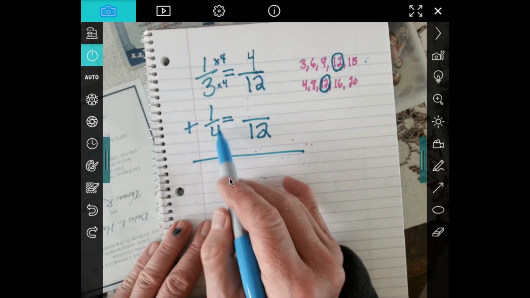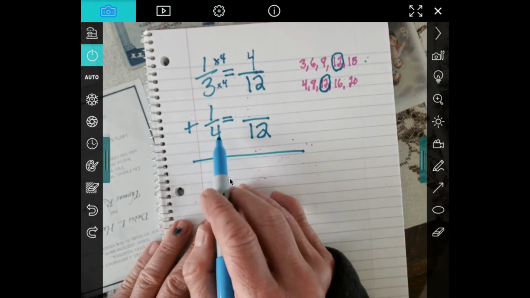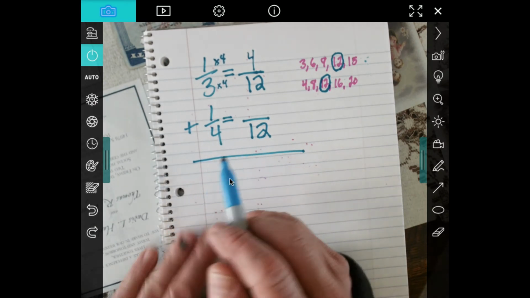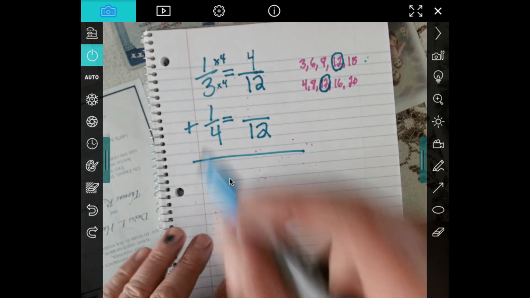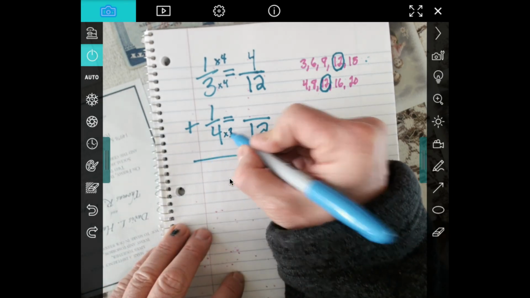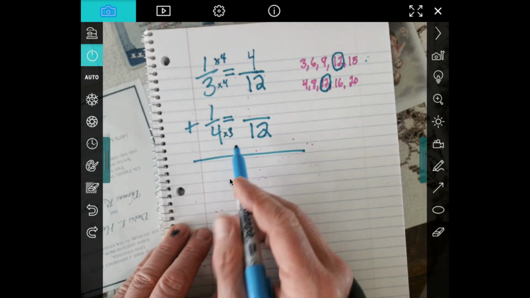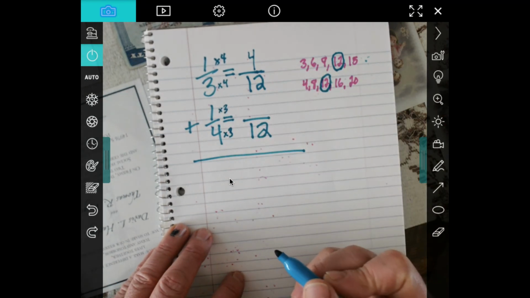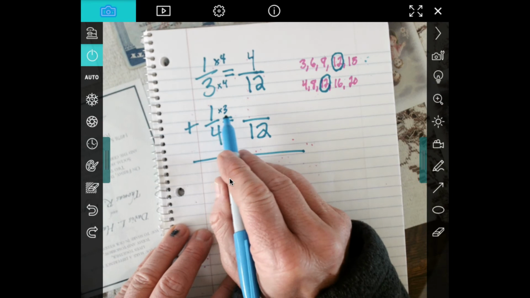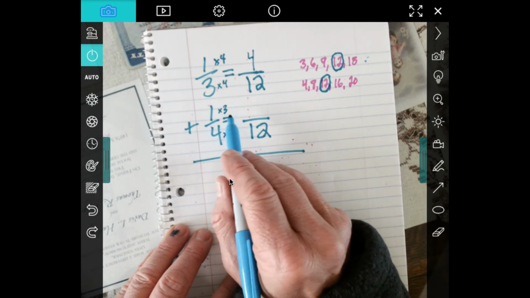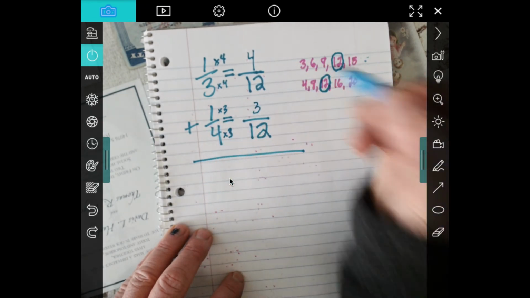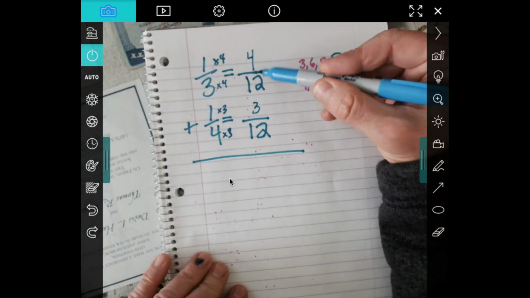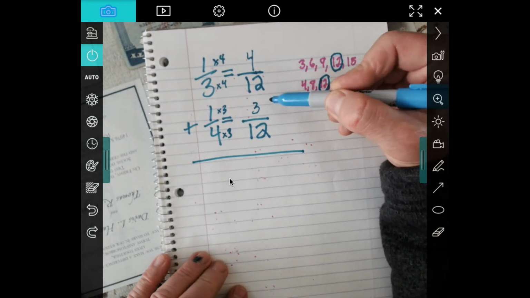Now let's go ahead and do the 1/4 down here. So now ask yourself, 4 turns into 12 by multiplying by what? You would multiply by 3. Well, what you do to the bottom, you also have to do to the top. Always, always, always. And so now we take a look at the top number, the numerator. 1 times 3 is 3. So now we have calculated our equivalent fractions.